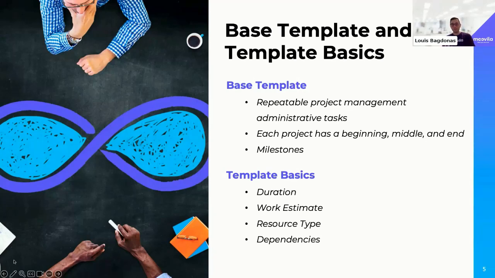Our work estimate, the actual hours it takes to get that work done, that's our budget. That's what we've built the scope off of, whether it's a fixed fee, time and material, or a combination of the two, right? That's really important to track against. What's the resource type required? So what type of resource? Is it a level 1 engineer, level 2, level 3?